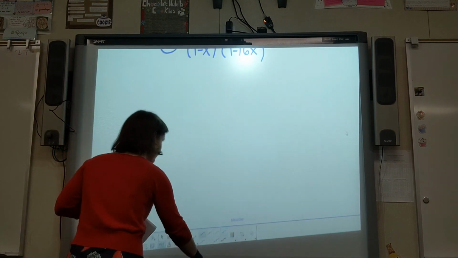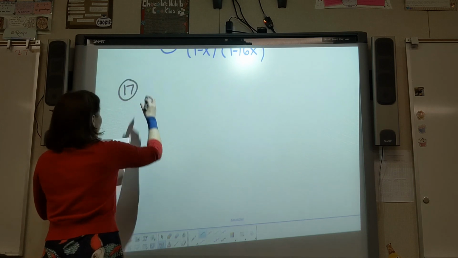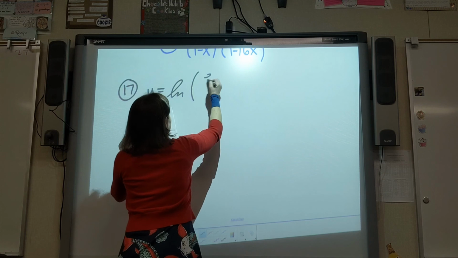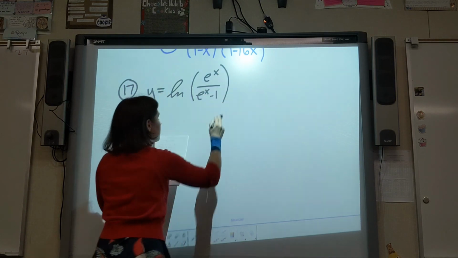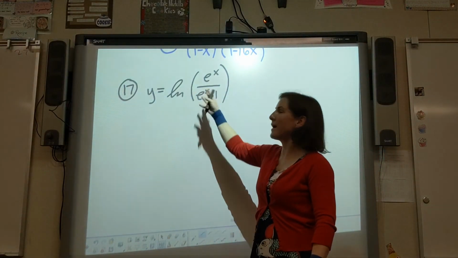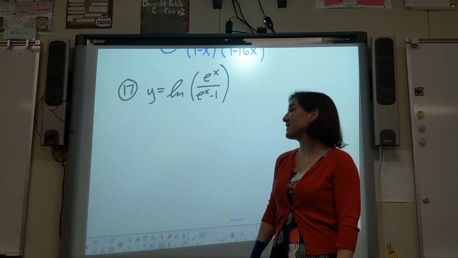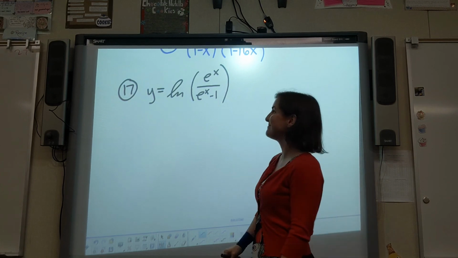17. Okay, we've got y is the natural log of e to the x divided by e to the x minus 1. Okay. So the beautiful thing about this is that you've got a natural log right next to some e to the x. I'm going to use log rules, simplify this down, make it so that I don't have to do chain rule combined with quotient rule. Sounds delightful, right? It is.